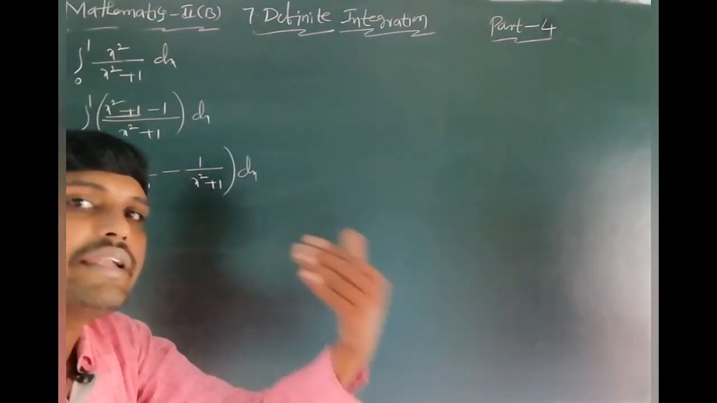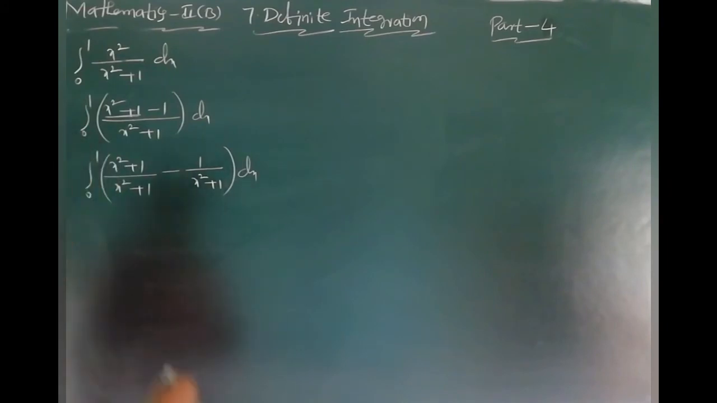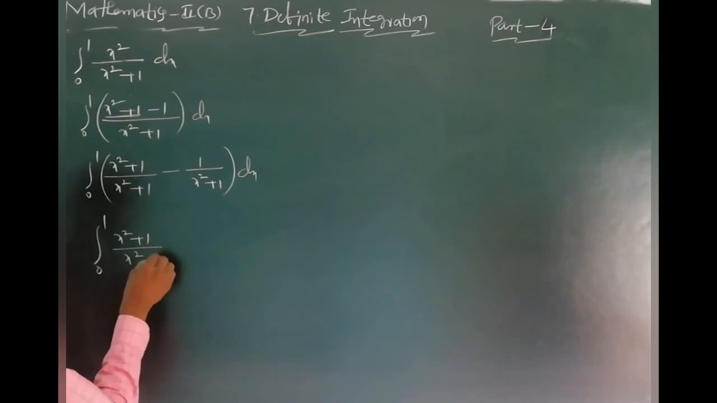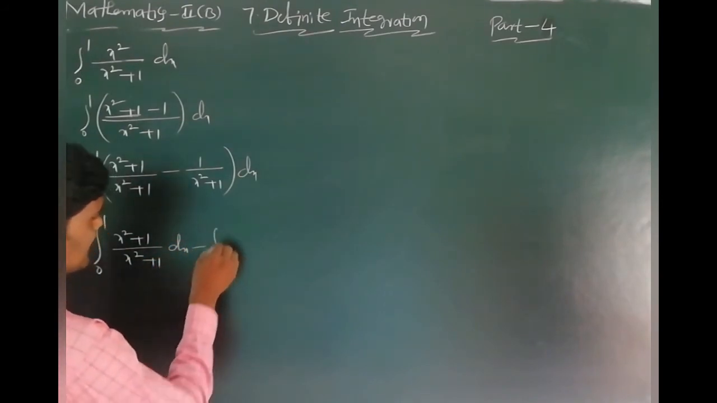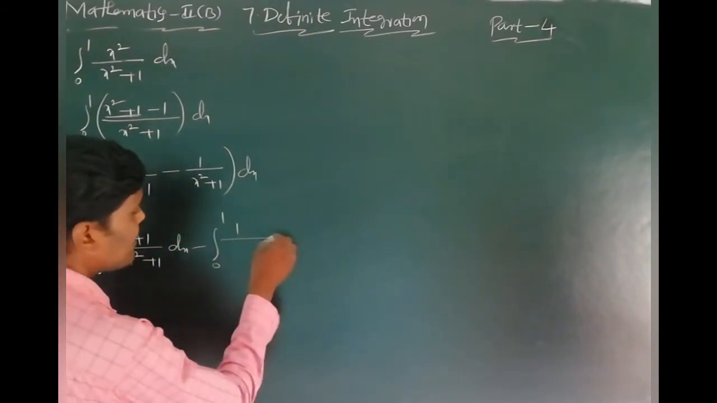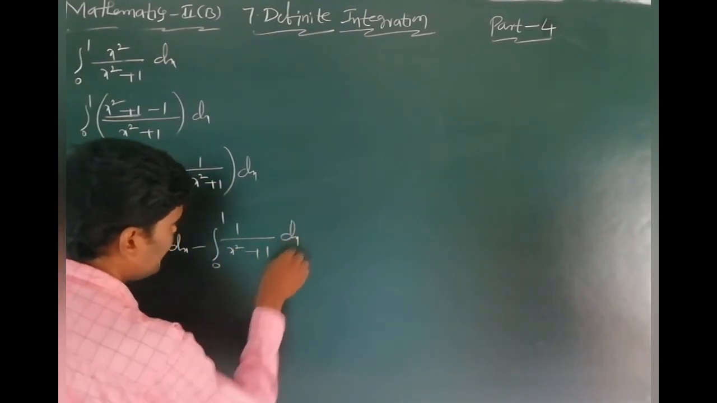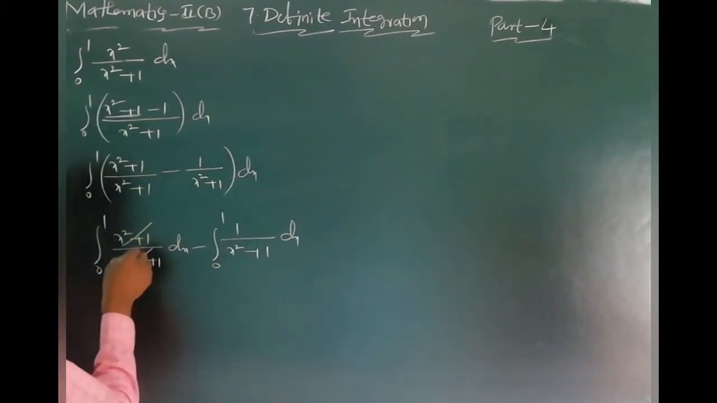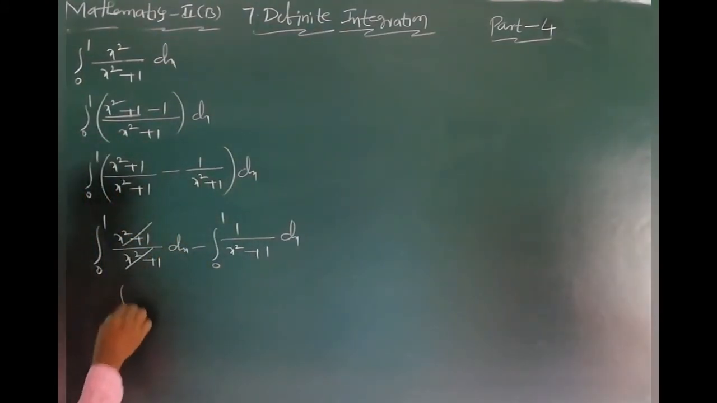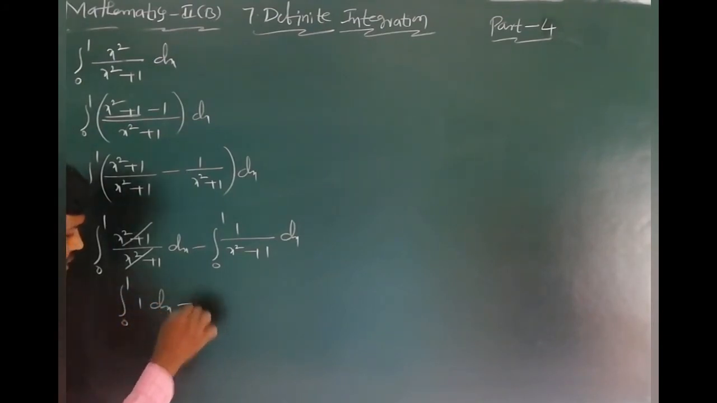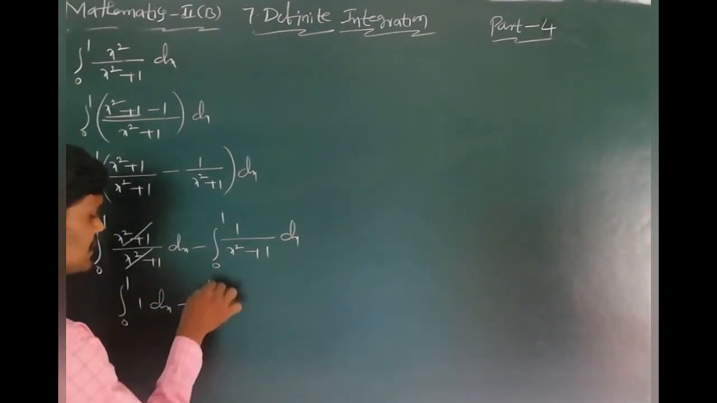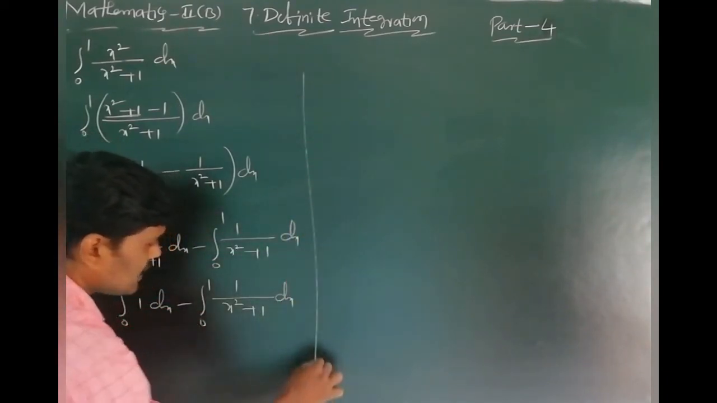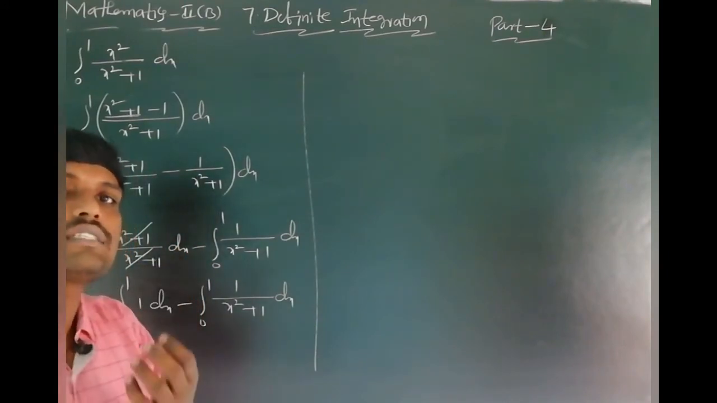After that, the integration can also be separated. Integral 0 to 1, x square plus 1 by x square plus 1 dx minus integral 0 to 1, 1 by x square plus 1 whole dx. You can write separate integrations for these two terms. After that x square plus 1 gets cancelled. You get integral 0 to 1 dx minus integral 0 to 1, 1 by x square plus 1 dx. Here you know that integration of 1 dx is x.